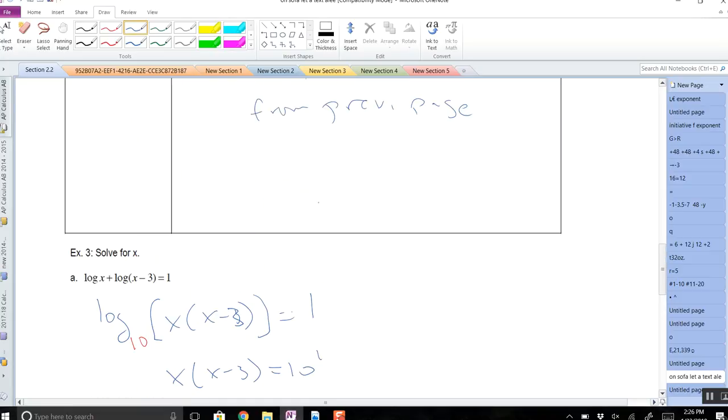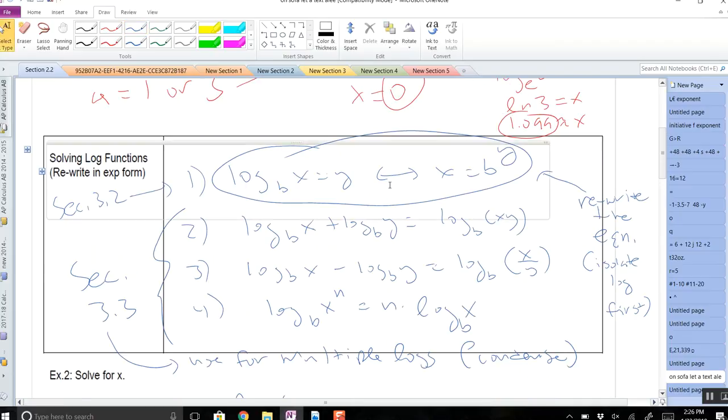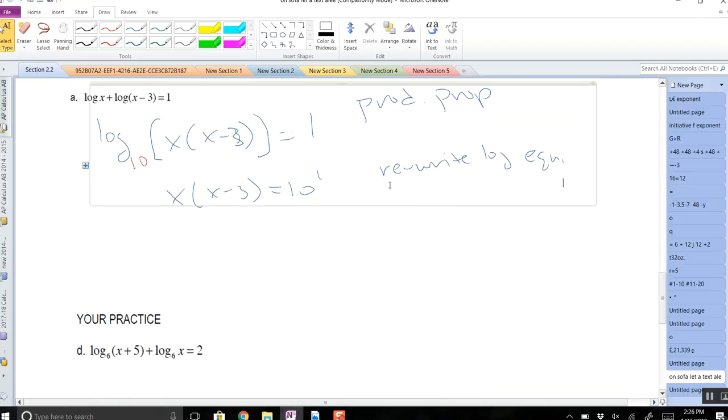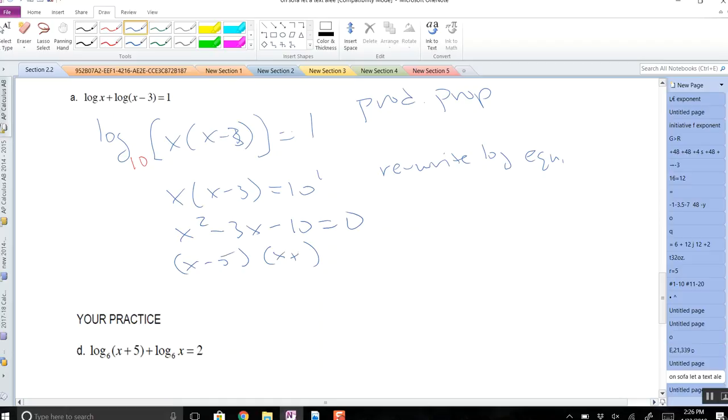So what I did was I used the product property here, and then I rewrote the log equation, which is using the first property on the previous page, log base b of x equals y, the same thing as x equals b to the y, something we talked about in section 3.2. So then we can distribute and move the 10 back to the other side, factor it, which you should be pretty comfortable with. You get 2 answers, 5 or negative 2. Now, however, you do need to check your work.